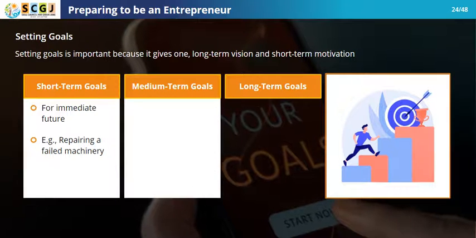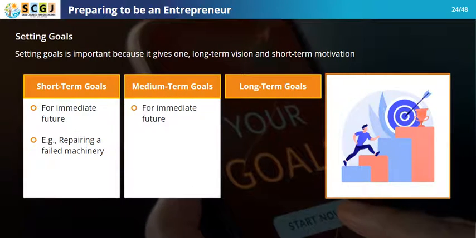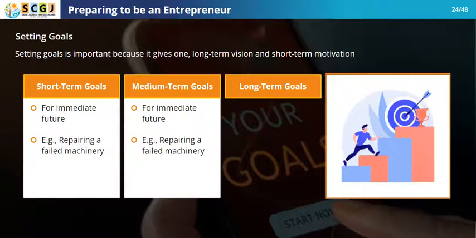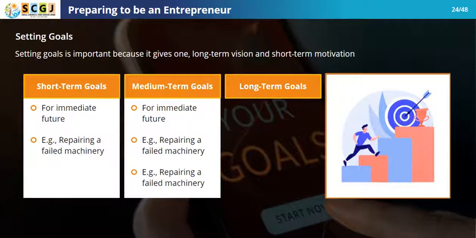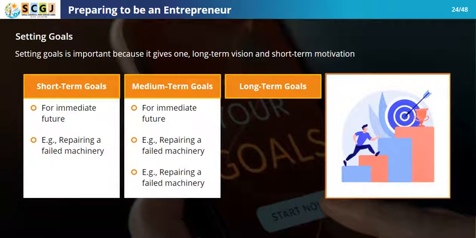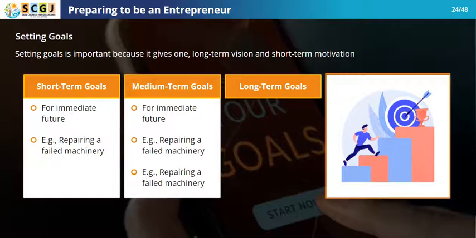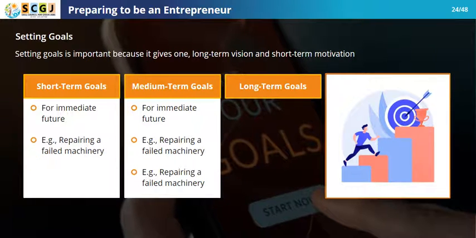Medium-term goals. These goals are built on your short-term goals. They do not need to be as specific as your short-term goals. Example, arranging for a service contract to ensure that your machines don't fail again.